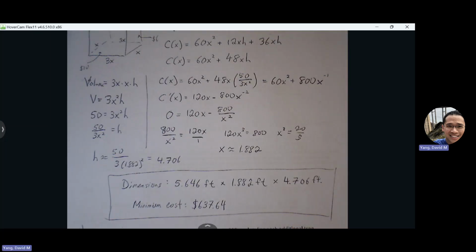When you're using x to plug it back into y, would you use the rounded version, like 1.882, or would you use the whole unrounded version? I'll accept either.